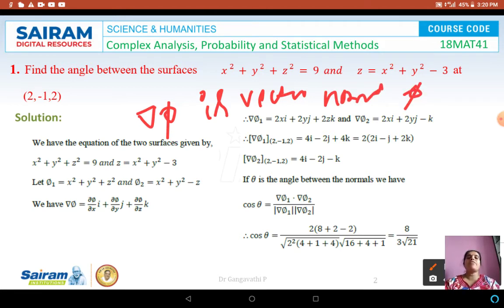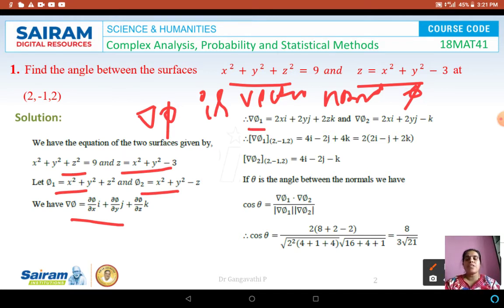So if we can find the grad of these scalar functions, then we will get two vectors so that we can find the angle between those vectors. In order to find that, consider the first surface given and the second surface given. Take them as phi 1 and phi 2. We know that gradient of phi is dou phi by dou x i plus dou phi by dou y j plus dou phi by dou z k cap. So let us find grad phi 1.